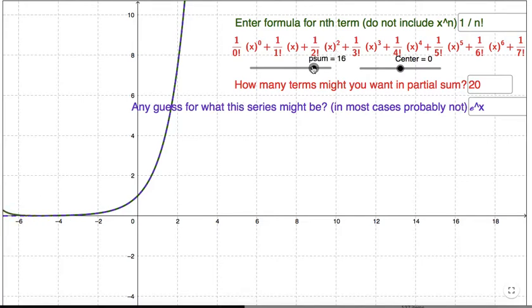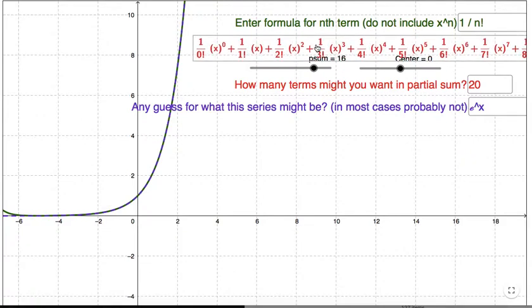As I increase the number of terms, okay, so I've got tons of terms of this polynomial expansion, and I can go infinitely if I want to as well. That's the nice thing about this. I have an infinite number of terms I could use.